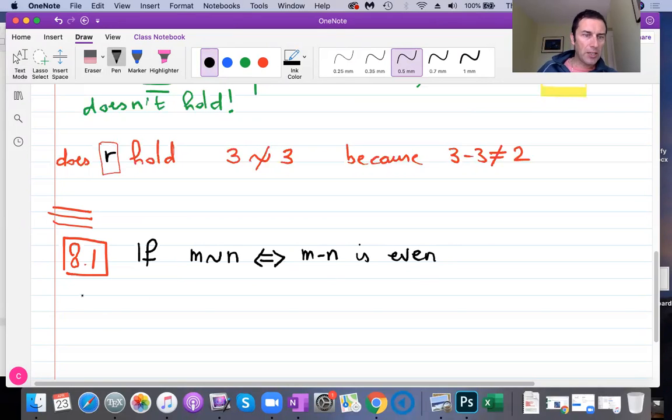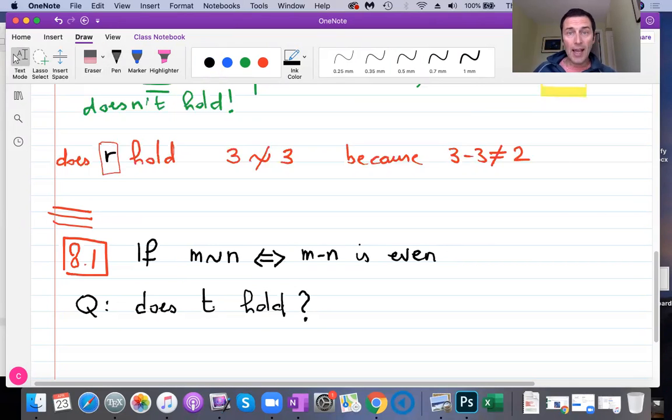Okay. And the question is, does T hold? Right? Does the transitive axiom hold? So that is this, right?